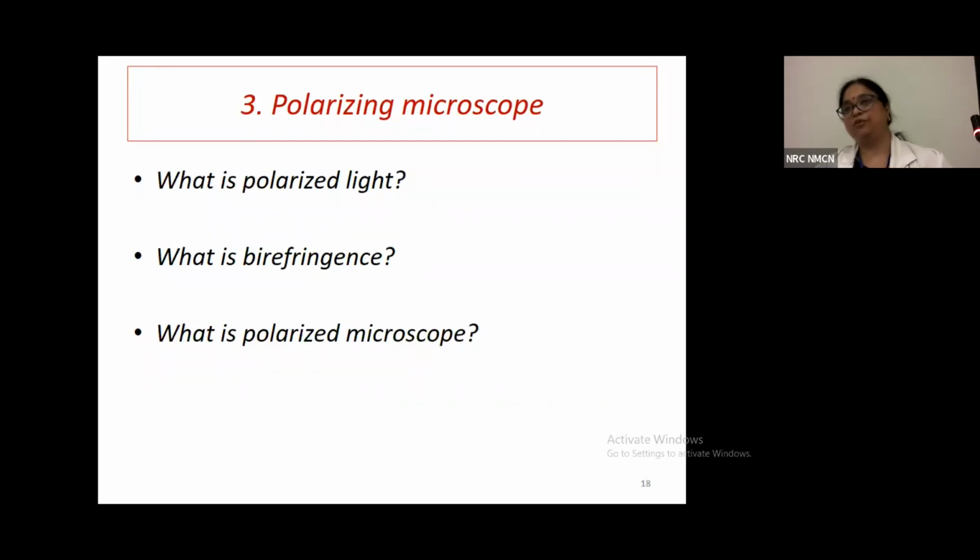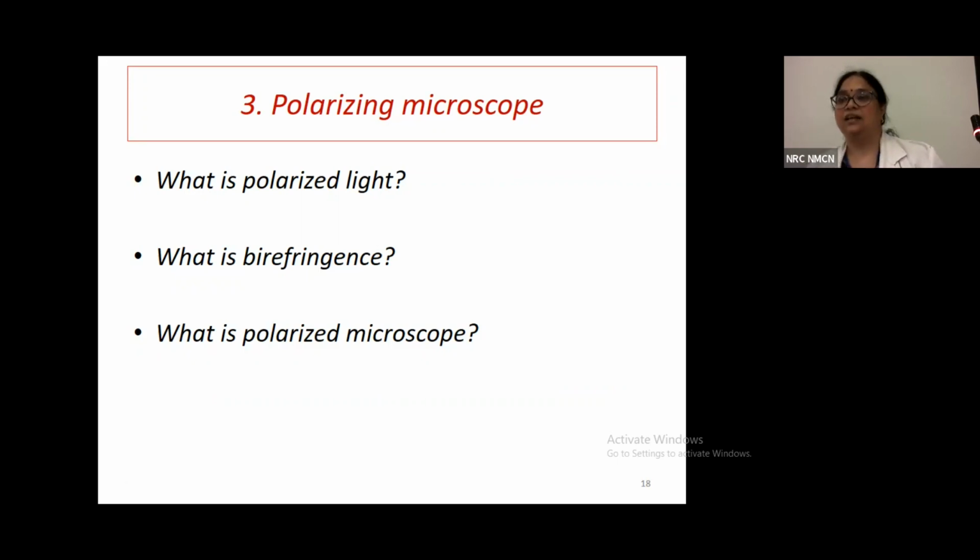The third special type of compound microscope is the polarizing microscope. Before going on to the polarizing microscope, what is polarized light? Can anyone tell what is polarized light? What is unpolarized light which we see?